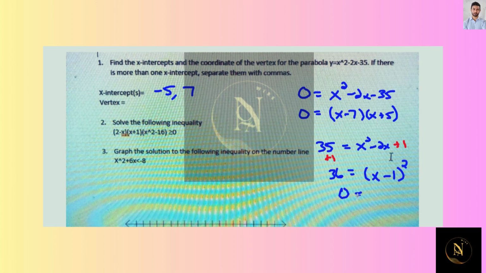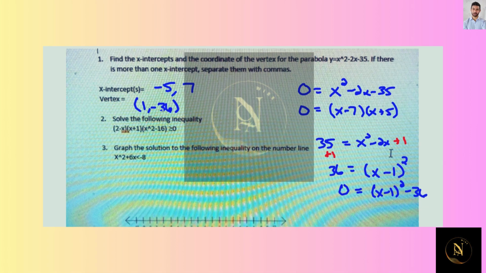And then subtract 36 from both sides, and you have x minus 1 squared minus 36, which means the vertex is at 1, negative 36. The x-coordinate should also be in between the two x-intercepts. Notice there's 6 units between both.